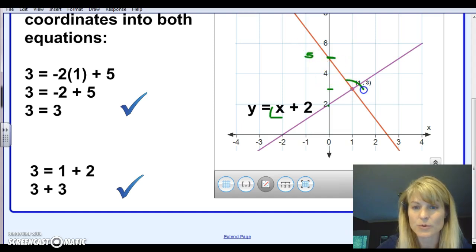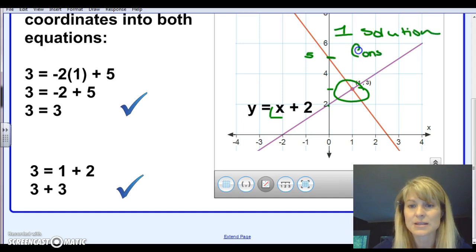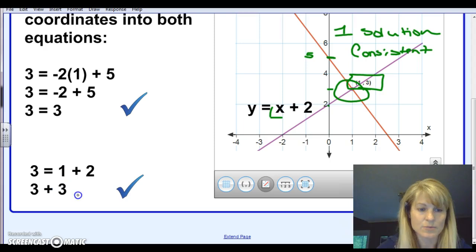And you can see these both share 1 point in common. So this is called one solution because it shares 1 point, and it's called a consistent system, which means one solution. Okay, and then if I want to check and see if this (1, 3) is correct, I can plug it in my equation. So I plug in the 1 for x and the 3 for y, and you can see 3 equals 3. And then in this equation, I plug the 1 in for the x and the 3 in for the y, and 3 equals 3, so we know it works for both.